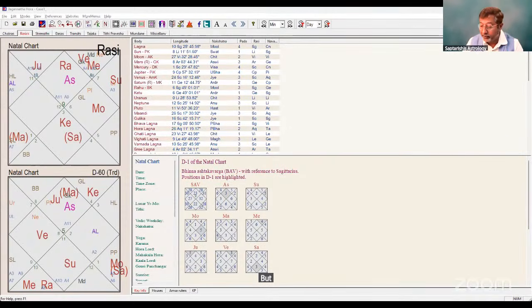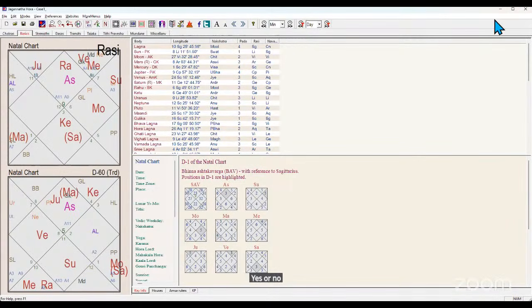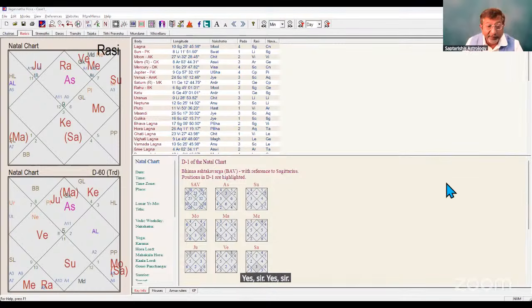But Saturn, as per the degrees, is in Mars Kaksha. Correct, everybody? Yes or no? Yes, sir. It is 11.12. Please see very carefully, Saturn is 11.12. Yes, sir. It's 11.15 where it changes to Mars. Yes, sir.